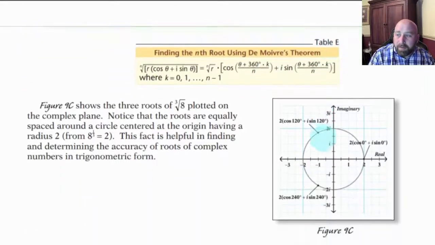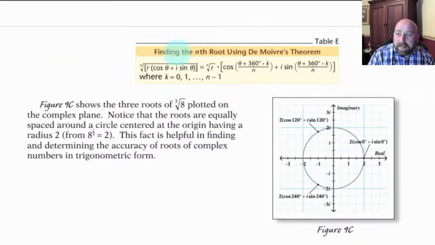Notice here, table E, we're going to find the nth root, or the unknown root, using de Moivre's theorem. And really this is the same thing, but this is almost like a little bit of a shortcut. So in other words, you're just going to do the same thing that we just did, except you're going to plug into this kind of a shortcut, if you will, to find the unknown root.